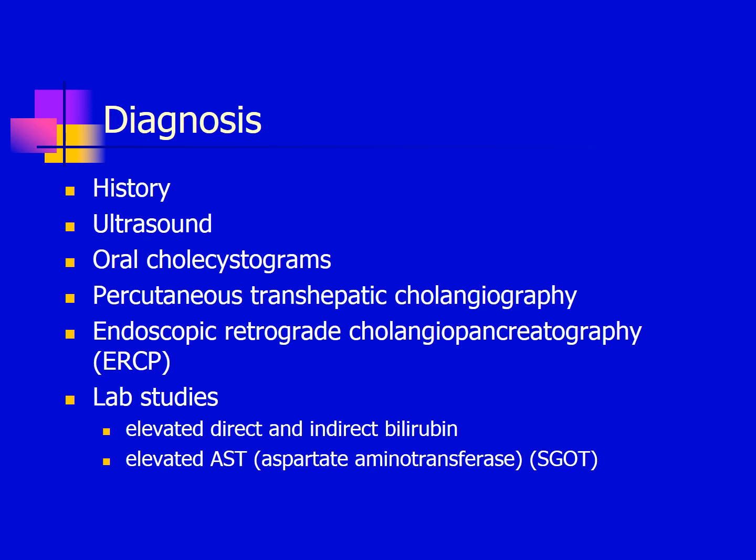So how do we diagnose? We take a nice history, ultrasound, can do cholangiograms, percutaneous transhepatic imaging, ERCP, and that would look at the gallbladder, biliary tract, pancreas, and the liver. And then of course lab tests that show elevation in direct and indirect bilirubin and elevated liver tests, AST.